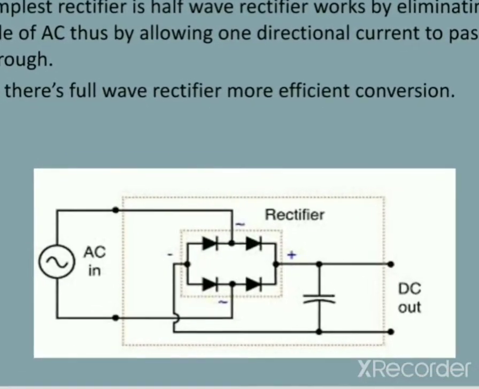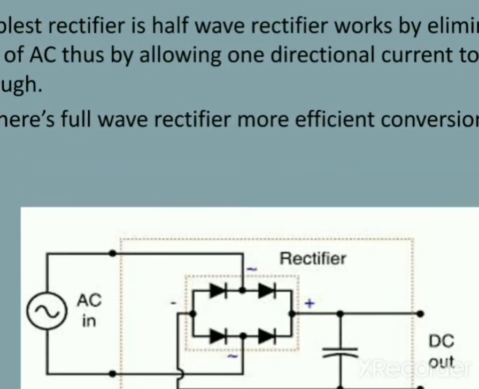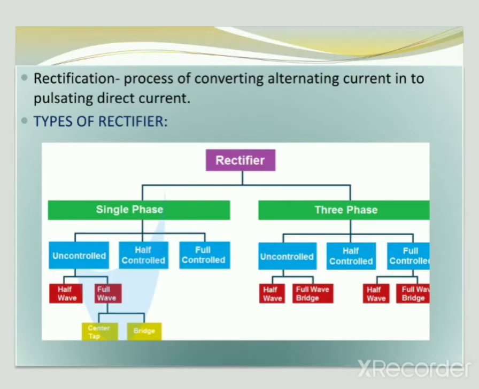So here you can see in the diagram we give AC input, and here is the rectifier which converts two directional AC input into unidirectional single DC output. So now what is rectification? The process of converting alternating current into pulsating direct current.